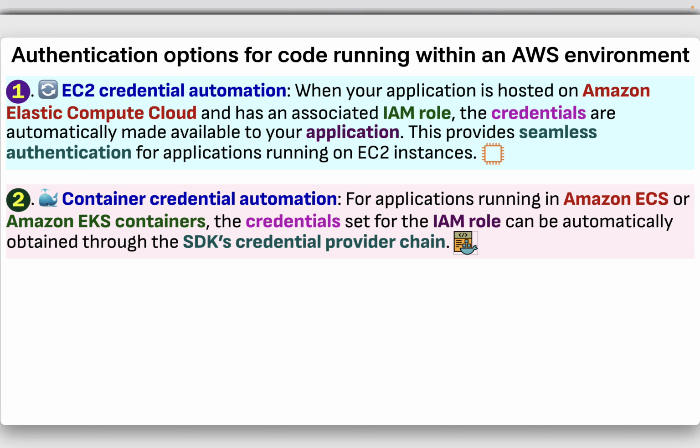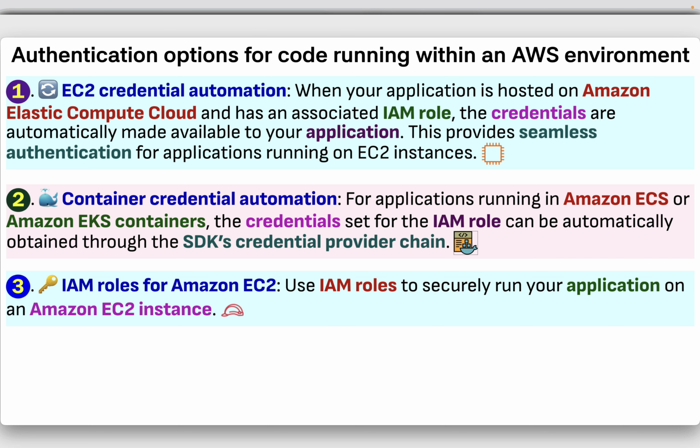Then we have container credential automation, and this is for applications running in Amazon ECS container services or Elastic Kubernetes Service containers. The credentials set for the IAM role can be automatically obtained through the SDK's credential provider chain. This is part of the container setup. When you work with EKS, you will learn how to set this up. Then IAM roles for EC2: you use IAM roles to securely run your application on an EC2 instance.